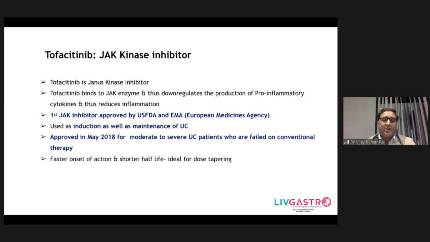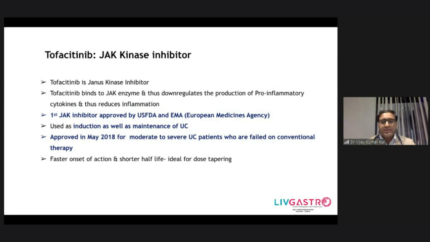So that's why in May 2018 it was approved for moderate to severe UC patients who failed conventional therapy. So nowadays, it is not the first line drug. This is approved only in those patients who failed conventional treatment, like steroids, mesalamine preparations, azathioprine. All these have failed. In those patients only it is currently recommended, and in that group also, only moderate to severe ulcerative colitis.